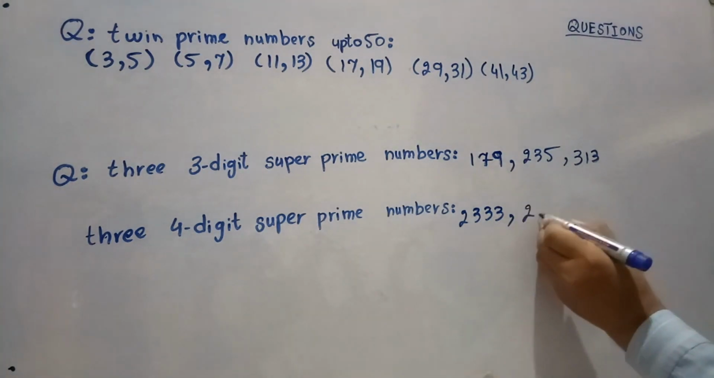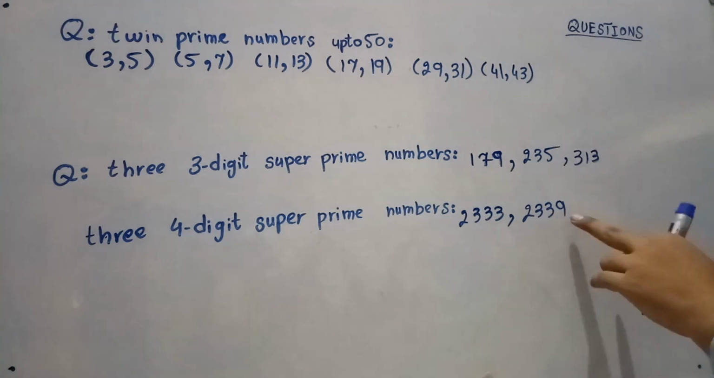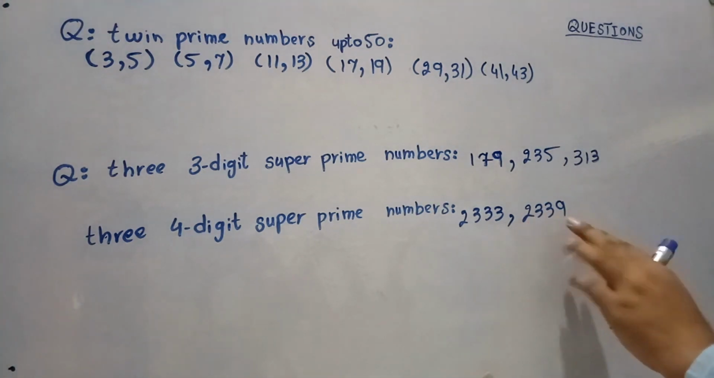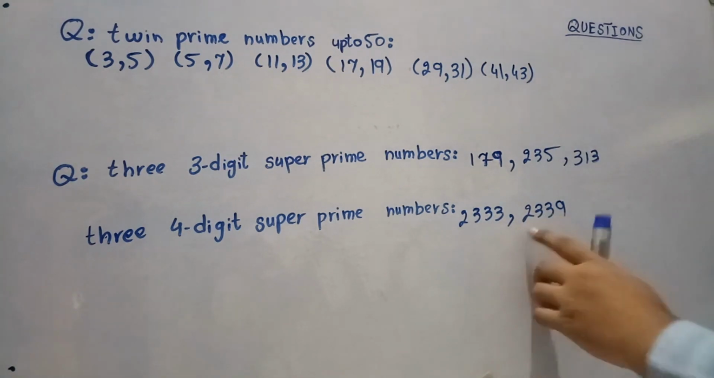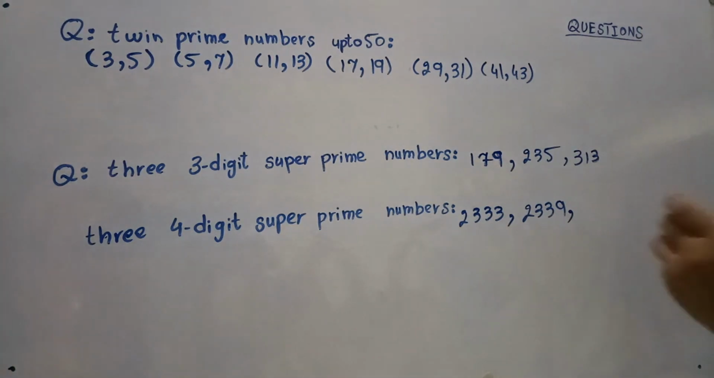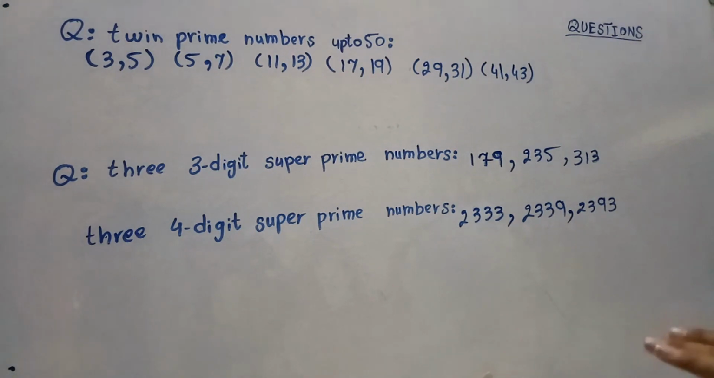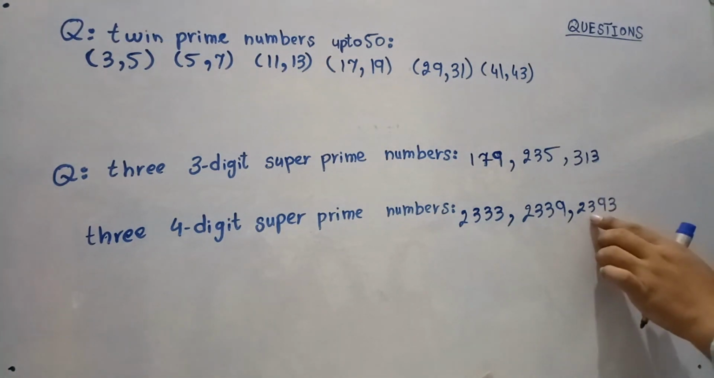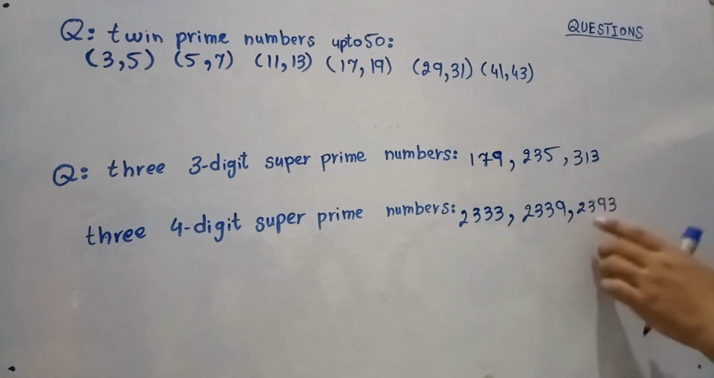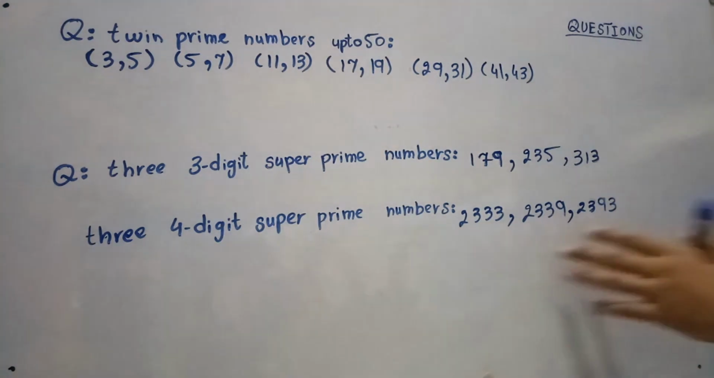Now 2339 is also a super prime number. If I remove this one, it's a prime number. If I remove these 2, it's a prime number. If I remove these 3, it will remain a prime number. All right, now the last one, 2393. Okay, so if I remove this one, it's a prime number. If I remove 9 also, it's a prime number. If I remove this one, it's also a prime number. Okay, so that is a set of 4 digit super prime numbers.